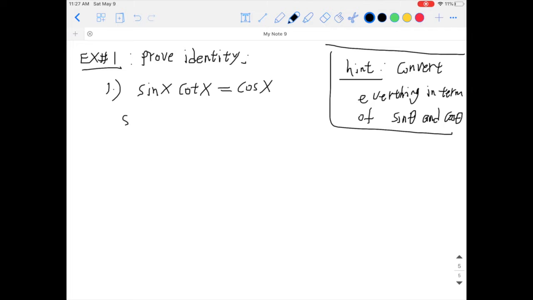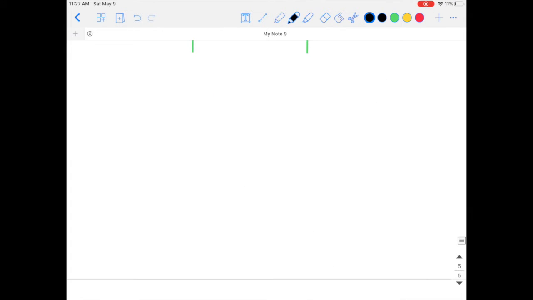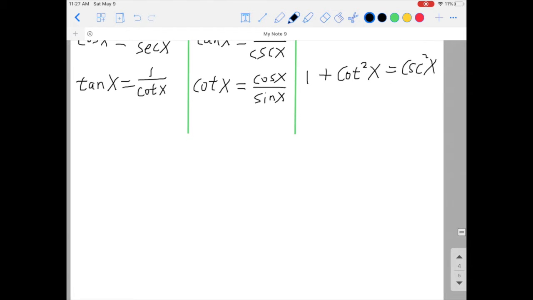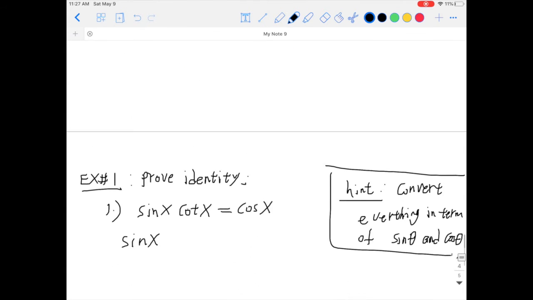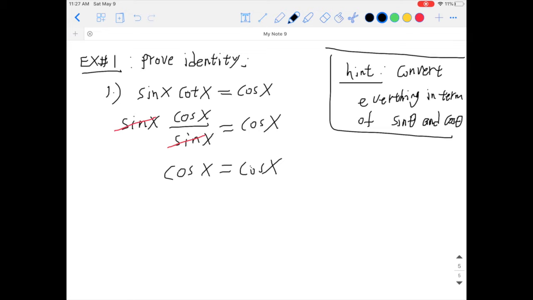So sine, this is good. How about cotangent? Cotangent is not good, but because of the formula we just learned, cotangent is equal to cosine over sine x. So we write cosine x over sine x. Now, you see, if they multiply, sine x and sine x in the denominator cancel out. So at the end we have cosine x equals cosine x, as long as you prove them equal to each other.